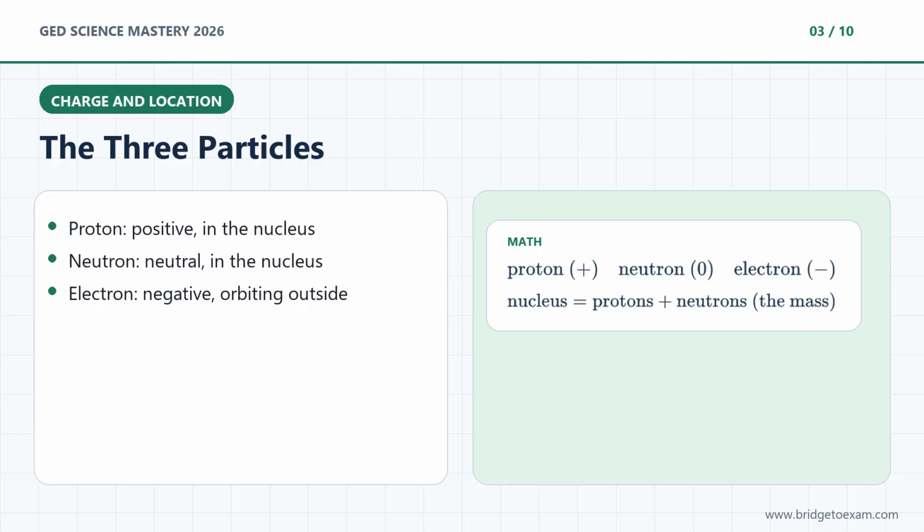Let's nail the three particles cold, because everything depends on them. A proton has a positive charge and sits in the nucleus. A neutron has no charge. It is neutral and also sits in the nucleus. An electron has a negative charge and orbits outside the nucleus. Two quick facts that the GED tests. Electrons are negative, not positive, and the mass lives in the nucleus with the protons and neutrons. Positive proton, neutral neutron, negative electron. Say it until it sticks.